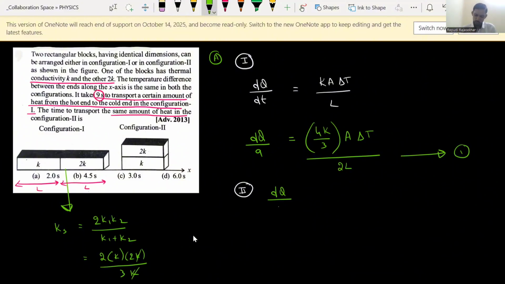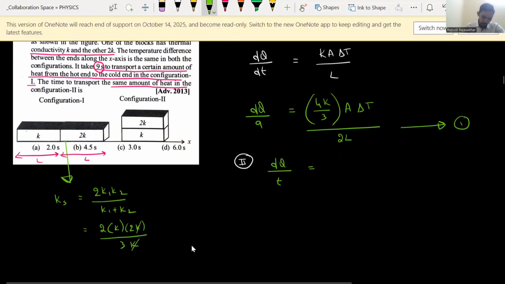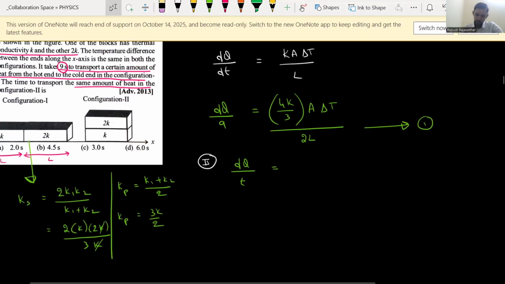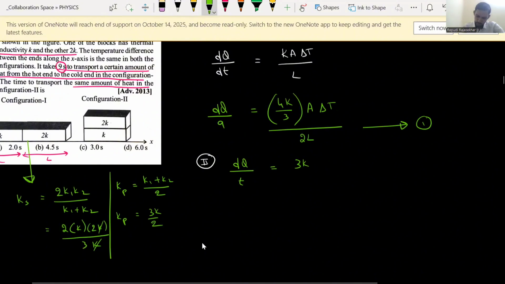And how much time it takes, we don't know. Consider this time as t, because this small t value we need to get. Now, what is the K value in a parallel combination? In a parallel combination, K suffix P, the K value is nothing but K1 plus K2 by 2. So here 2K plus K, that is 3K by 2. So instead of K, we have to write 3K by 2.